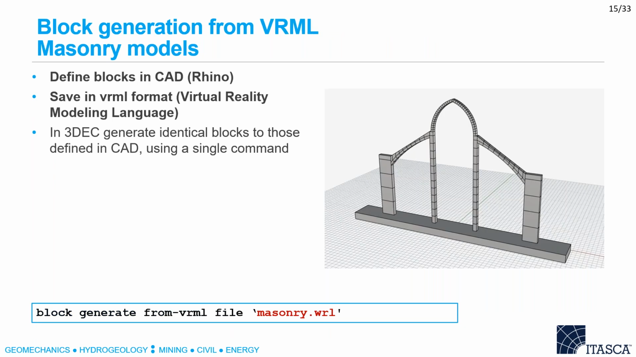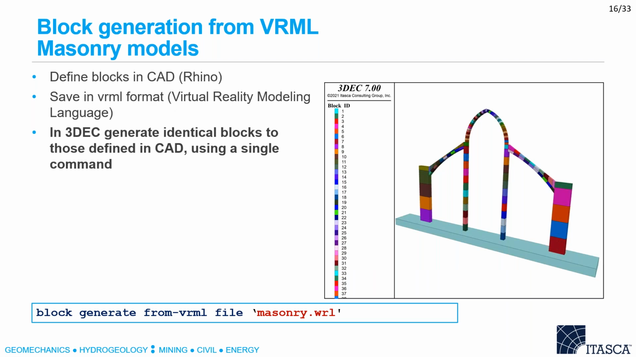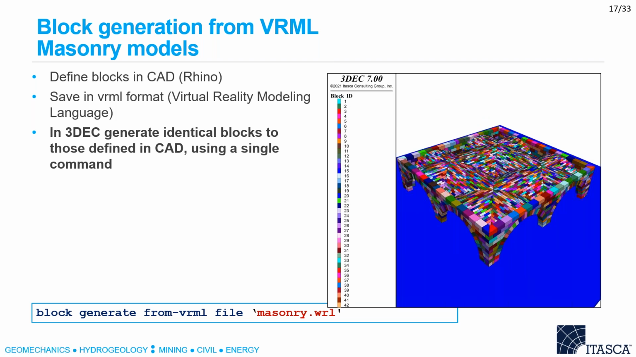Then for masonry models, we can also use geometries. In this case, in a CAD software, we define the blocks. So we have different polyhedra for this model. We save it this time in VRML format, and then in 3DEC, with a single command, we transform those geometries into a 3DEC block model. This is another example with vaults.